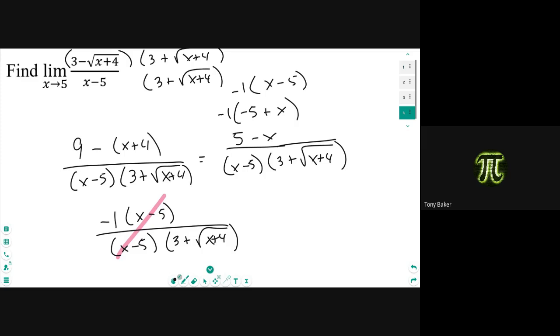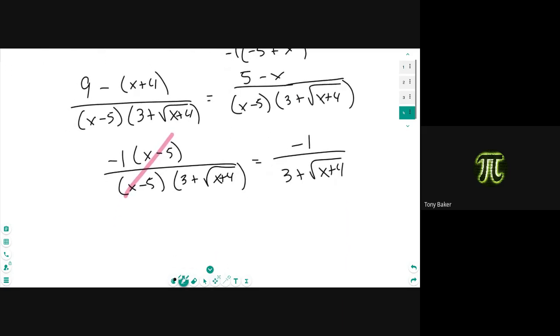Okay? All right, so now we have -1 over 3 plus the square root of x plus 4. Now can I plug in 5? Now I can plug in 5. So the limit as x goes to 5 of -1 over 3 plus the square root of x plus 4 is what? -1 over 6.